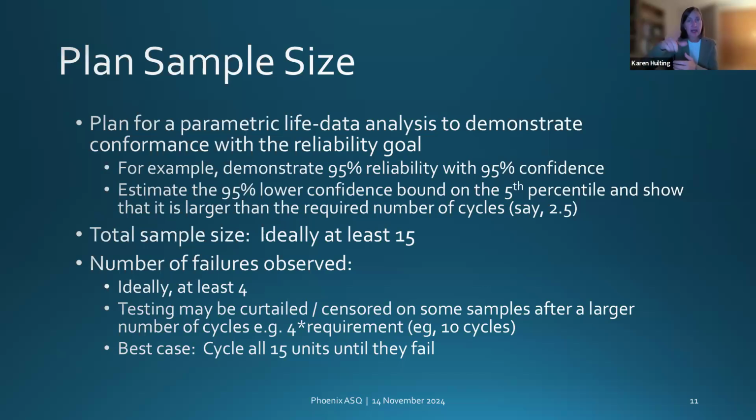curtailment or censoring? That's something I forgot to mention. Another recommendation is to at least take all of these units, if you can't get everything all the way to failure, at least take them to something like 4 or 5 times the requirement. Now, again, that's a little bit arbitrary, but in this case, we insisted that these catheters be taken to at least 10 cycles, so 4 times that use case.